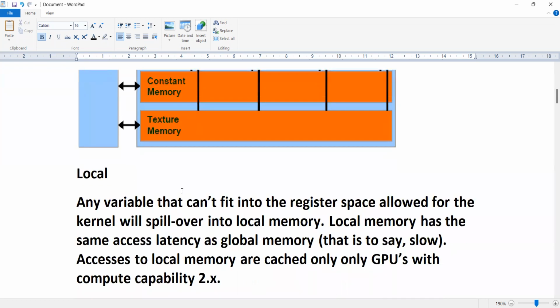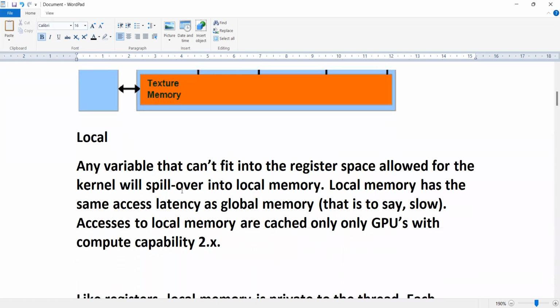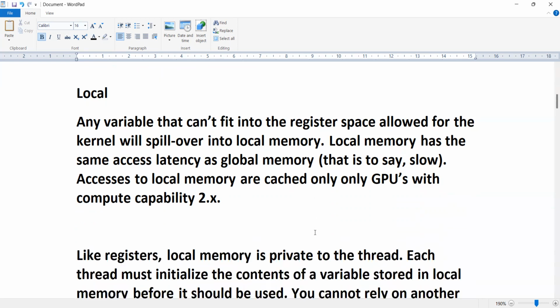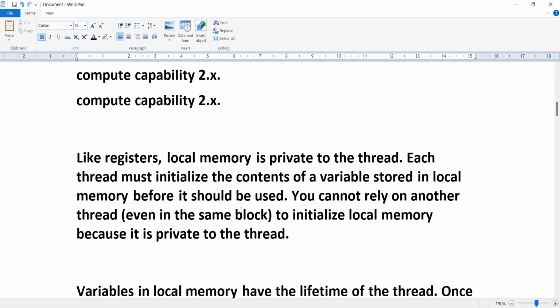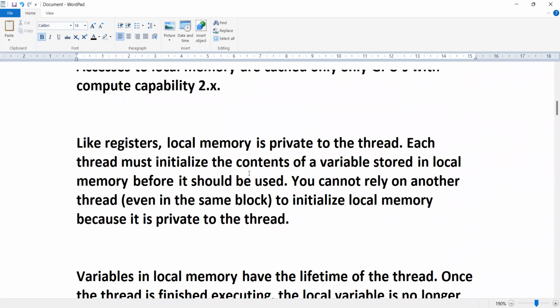First, local memory. Any variable that cannot fit into the register space allowed for the kernel will spill over into local memory. Local memory has the same access latency as global memory, that is to say, slow. Accesses to local memory are cached only on GPUs with compute capability 2.x. Like registers, local memory is private to the thread.